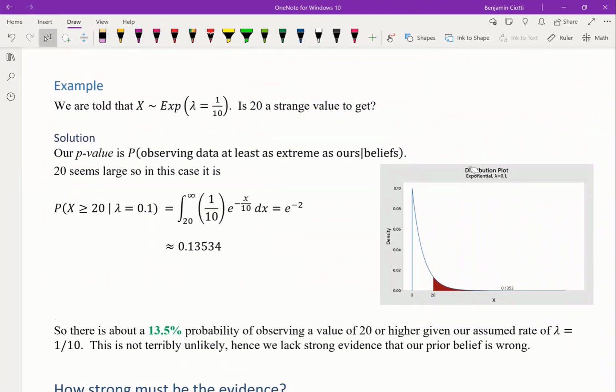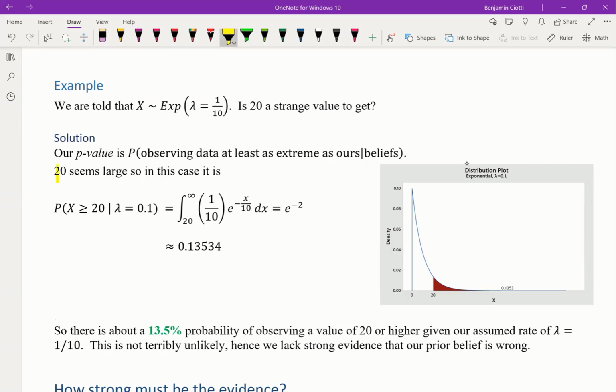Here's another example. Suppose that you have a random variable x and you're told that it has an exponential distribution with rate lambda equals 1/10. And suppose that you observe a value of 20. Would that be considered strange? In order to answer this question, we want a so-called p-value. This is the probability of observing data at least as extreme as ours, given our beliefs. And we believe that x follows an exponential distribution with rate lambda equals 1/10.